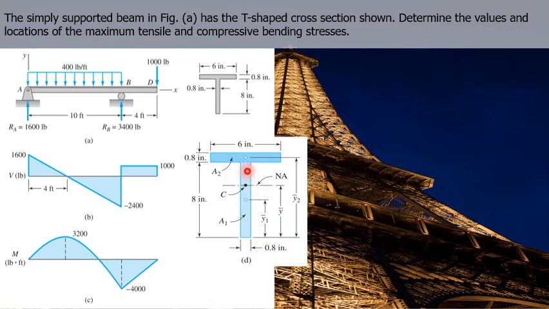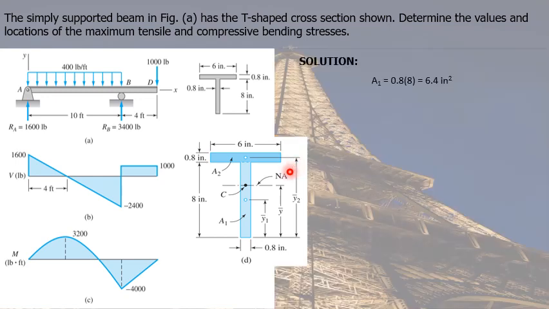This will be area 1 and this will be area 2. And we calculate the area of each. For area 1, that is equal to base times height. The base is 0.8 and the height is 8. Area 1 is equal to 6.4 square inches. For area 2, our base is 6 inches and our height is 0.8 inch. Area 2 is equal to 4.8 square inches.